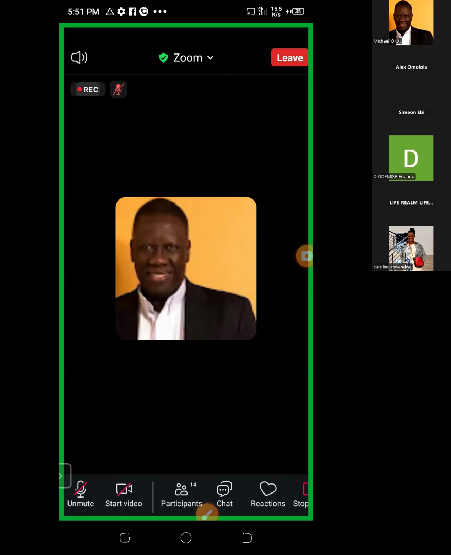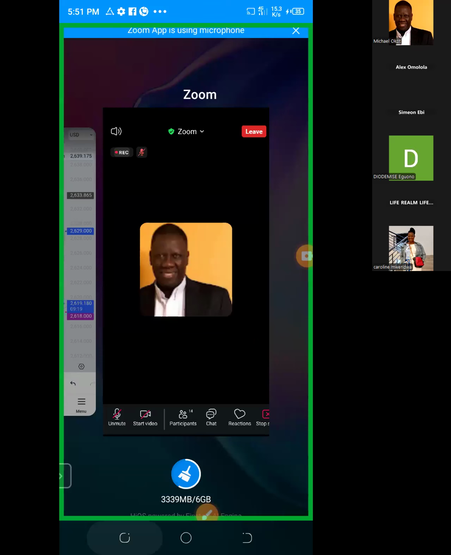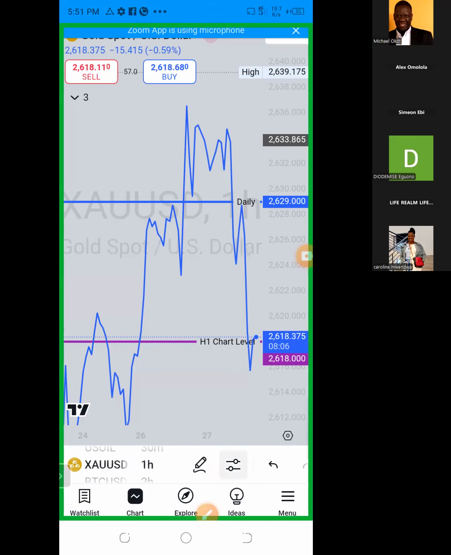Then the other one is gyrating. Basically, you don't know if it's going up or down, and that's a market where you will not be able to trade. Okay. And now we came to the last one here.